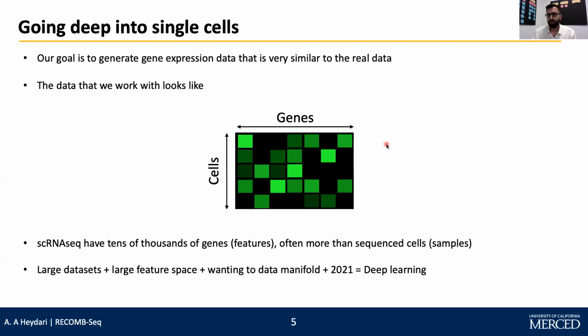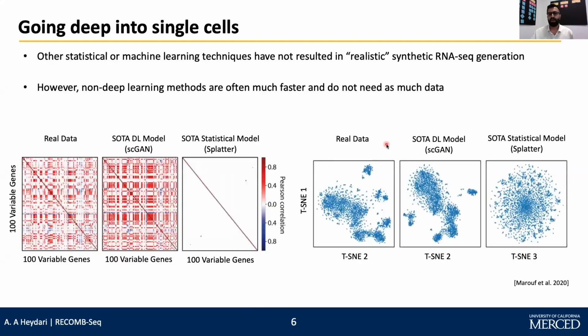Now, at this point, you might be asking, well, have people done this with traditional statistical models? And the answer is yes. But as was shown by another deep learning model, scGAN, which is our competitor and what we're going to compare our model with, the statistical models that have been done in this area aren't nearly as advanced, and they don't produce as realistic data as the deep learning models. So that's why we want to use a deep learning model, and we're going to compare what we were doing with the existing state of the art, which is scGAN and cscGAN by Marouf et al.